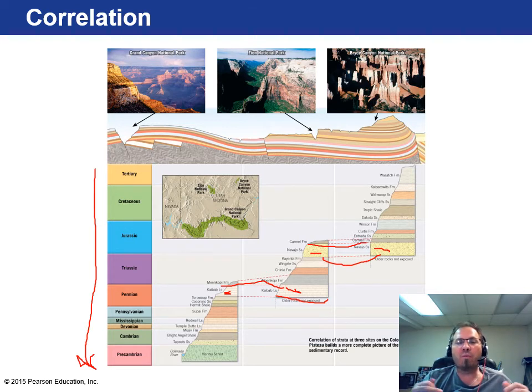So this is relative correlation and relative dating. So we know that this rock down here has to be older than this rock here because this rock here is the same age as this rock. And because of the law of superposition, the one on the bottom has to be the oldest. So that makes this one up here the youngest. And that's how it's done.